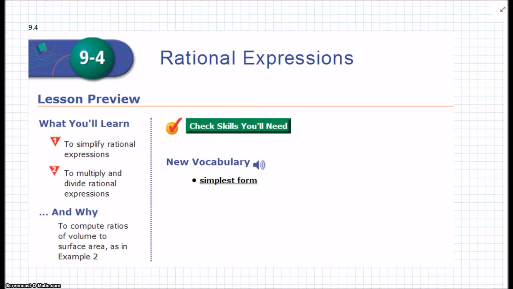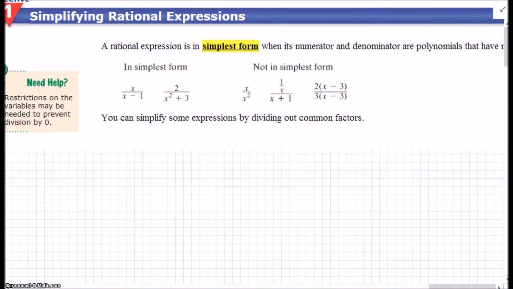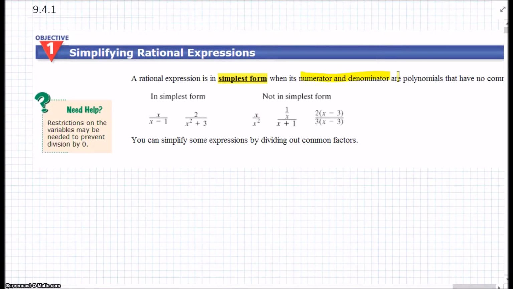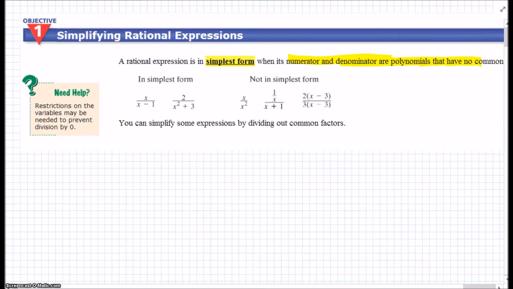Algebra 2, Chapter 9, Section 4, Rational Expressions. What we're going to cover in this lesson is how to simplify rational expressions and multiply and divide them. So what is a rational expression? A rational expression is in simplest form when its numerator and denominator are polynomials that have no common divisors.